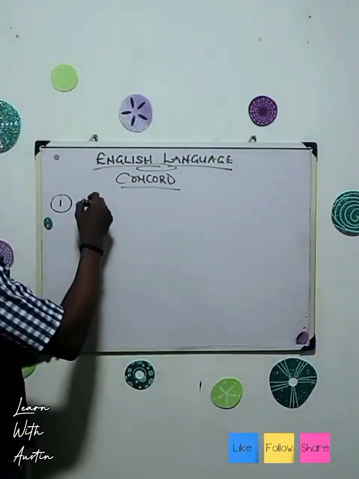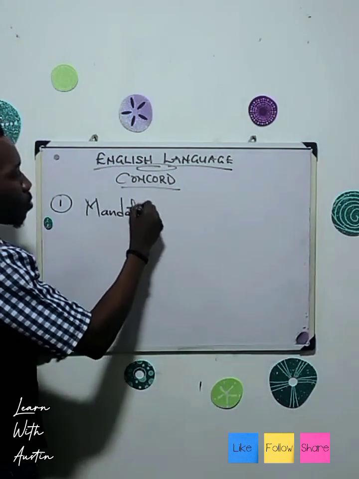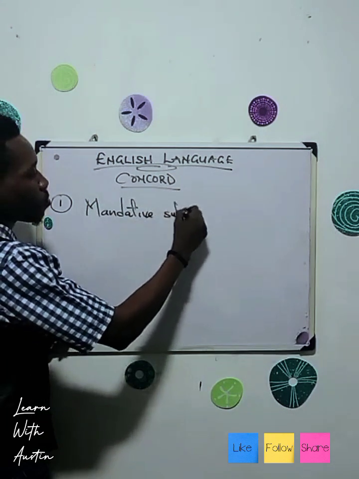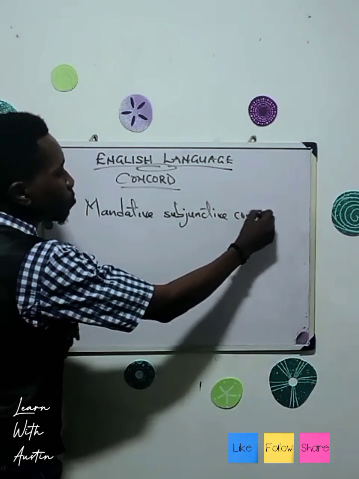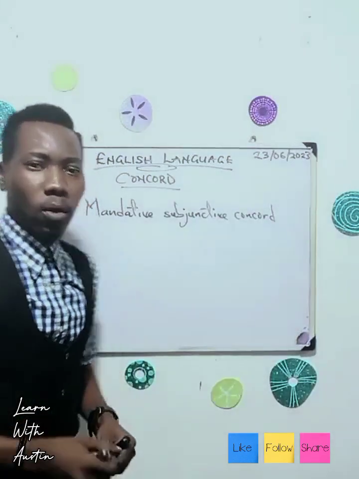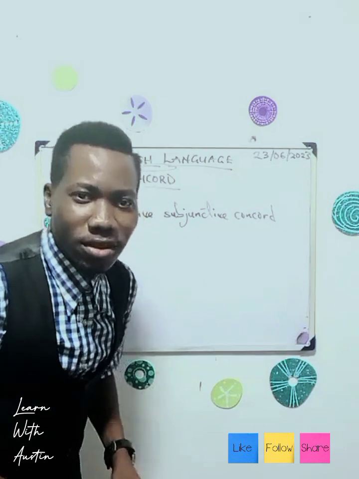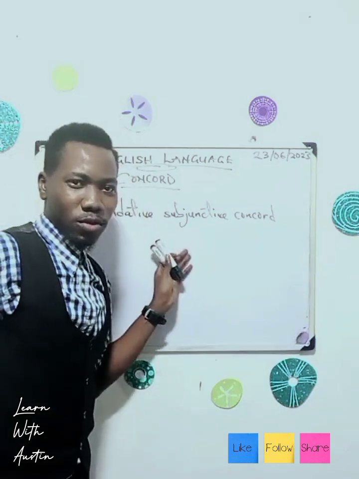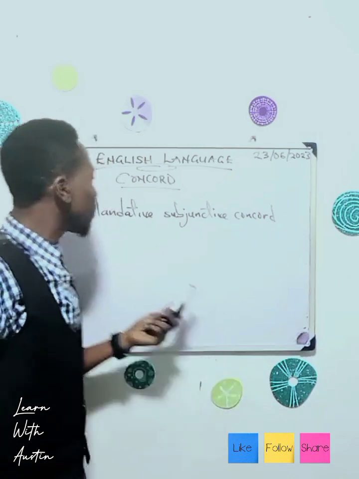So we have the mandative subjunctive concord. So the mandative subjunctive concord, all right? Now, what is this one saying? Hello, good evening. Have you done the math? Yes, we just did that. So you came in a bit late.